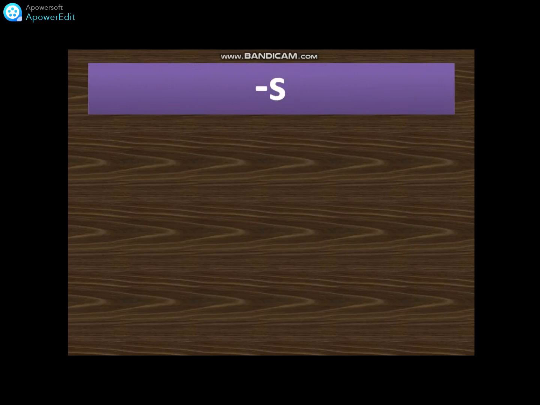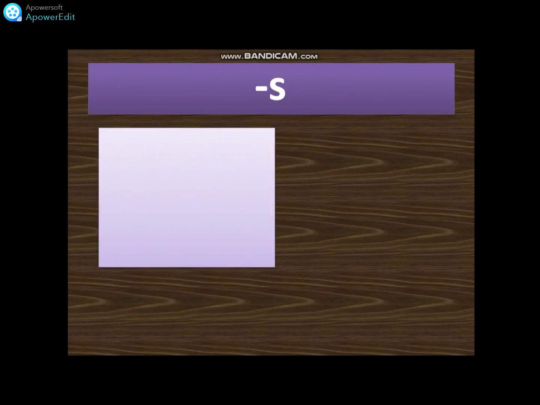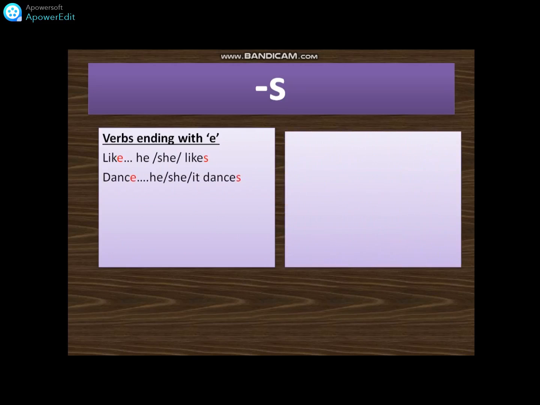Very good. Let's move to another rule, which is when we add S. Now, S is added when we have verbs ending with E, like for example, like, likes, dance, dances. Very good. It is also added with verbs not belonging to the ES and IES rules. Now, let me give you here an example.